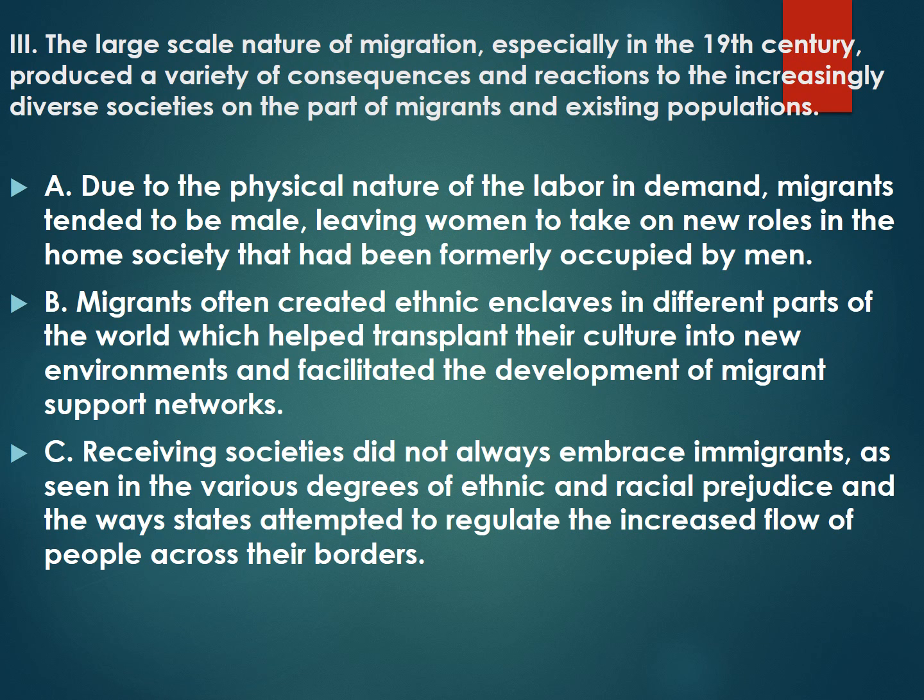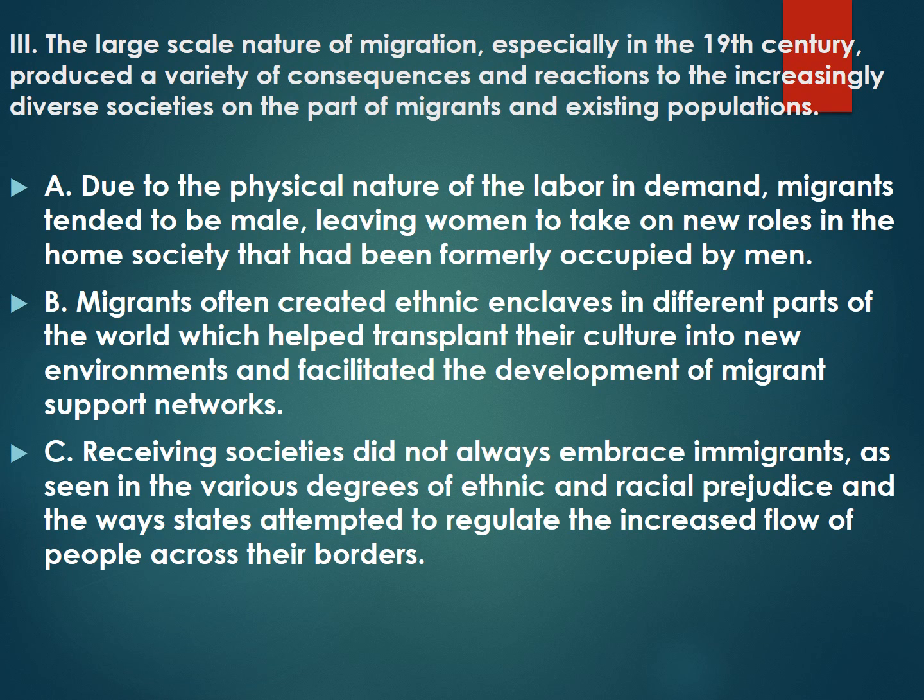And then finally, we come to Roman numeral 3. The large-scale nature of migration, especially in the 19th century, produces a variety of consequences and reactions to the increasingly diverse societies on the part of migrants and existing populations. So here's the result part of this, right? One is the movement, one is what happens and how it happens, and then this part 3 is all about what are the consequences of that, right? And reactions.